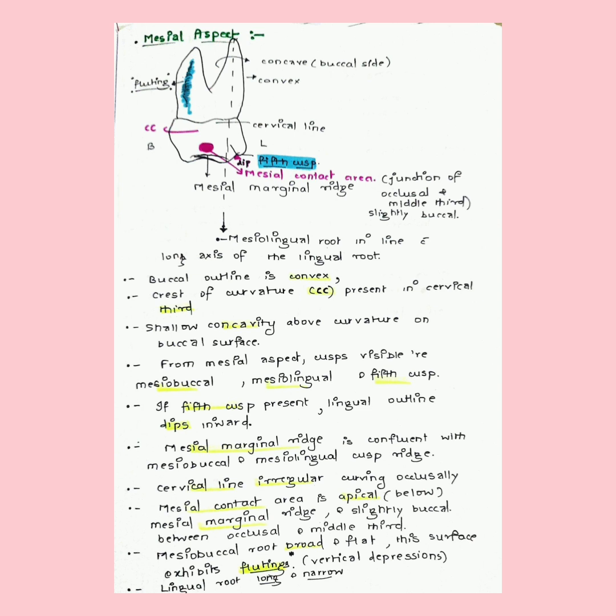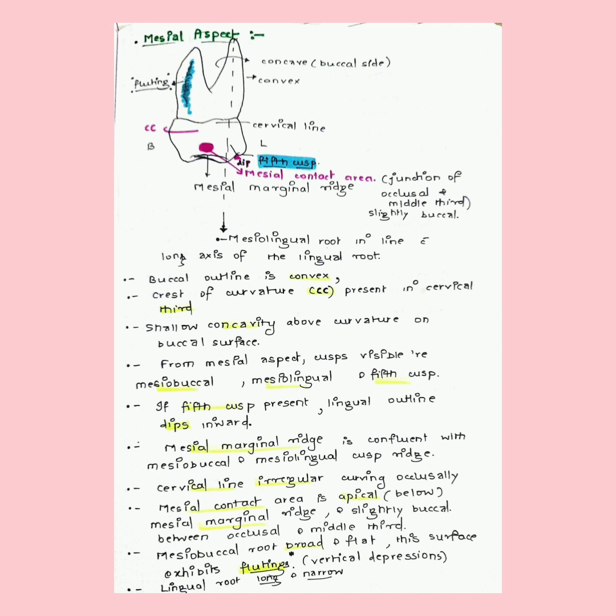Then coming to the mesial aspect, make sure you draw these diagrams or remember these diagrams so that it will be easier for you to recollect the points during exam. So the buccal outline, from the mesial aspect, is convex. You can see the crest of curvature is present in the cervical third. There's a shallow concavity above the curvature on the buccal surface, and from this mesial aspect you can see the mesiobuccal, mesiolingual and fifth cusp.